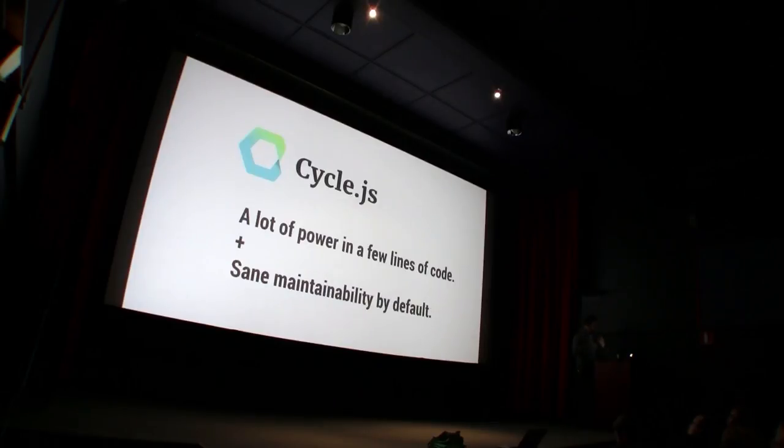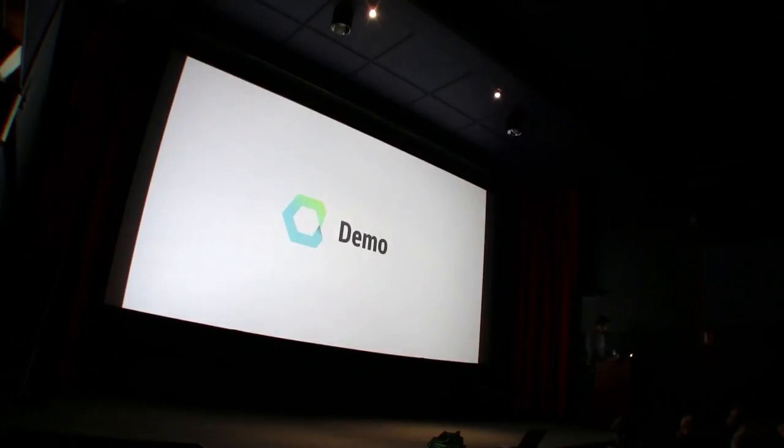So why can't we just keep things simple and maintainable and still be able to say to Bill, yeah, I can do that in like 2 days or 1 day or something. This is what I want to achieve with Cycle.js. I want to do more with less code, but I also want to keep the code clean and maintainable without spaghetti. Let's look at a demo of what this Cycle.js looks like.